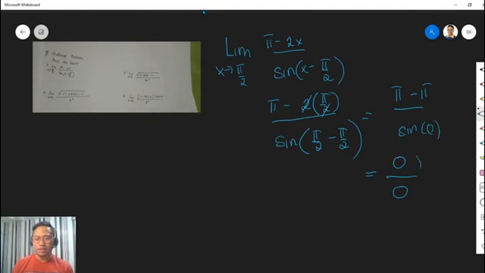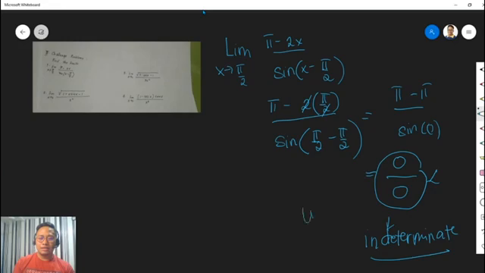And as you can see here, we have what we call an indeterminate limit. If you see a structure like this, we are not going to allow that to happen, because any value divided by 0 is actually undefined. In other words, it doesn't exist.